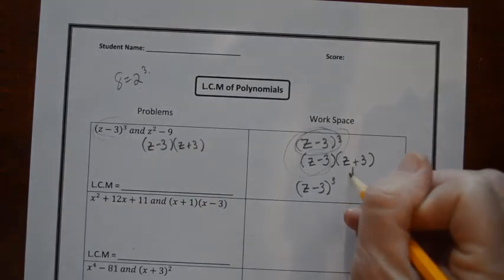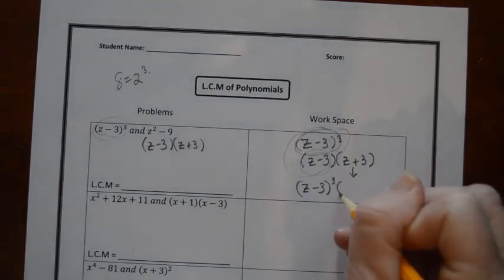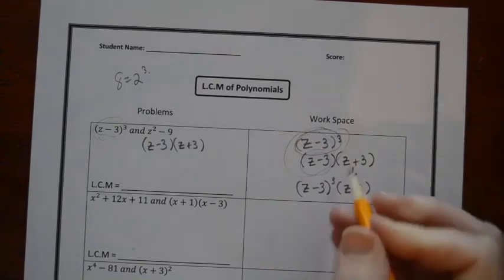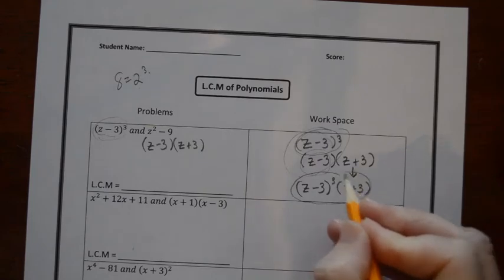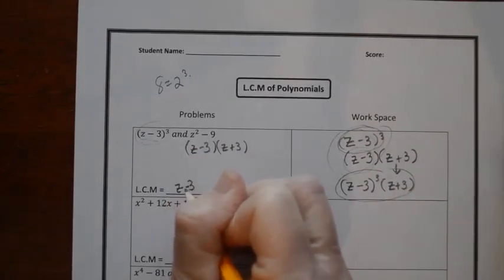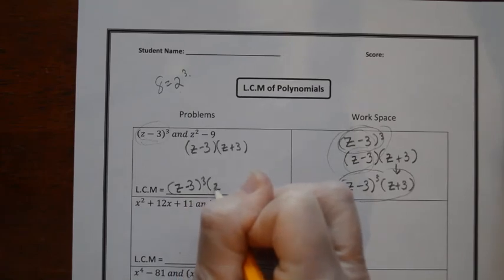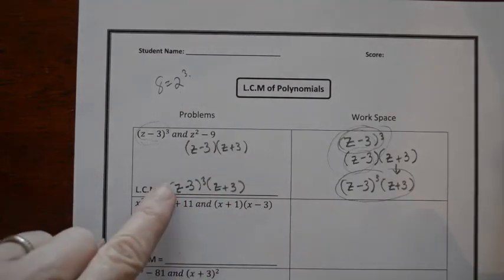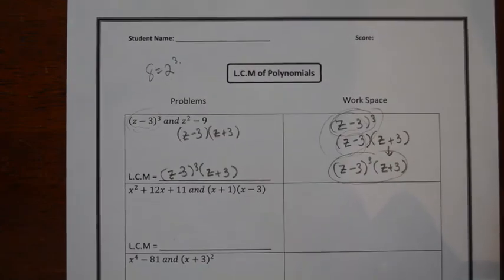And then we have to bring down everything that they have that's not common. So this is z plus 3. And that is the least common multiple. All right? So it looks kind of weird that we have z minus 3 cubed and z plus 3. And maybe it feels unsatisfying because you feel like you should multiply it out. But I promise you, it's less work to leave it not multiplied out, and it's more helpful. So just leave it exactly like that.